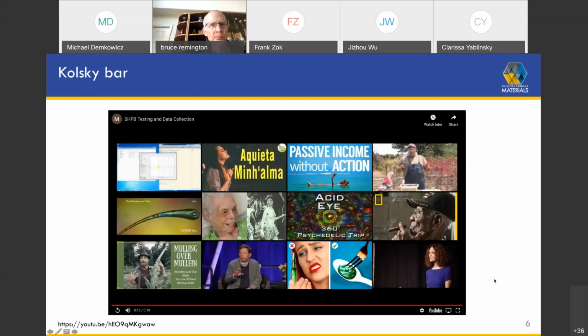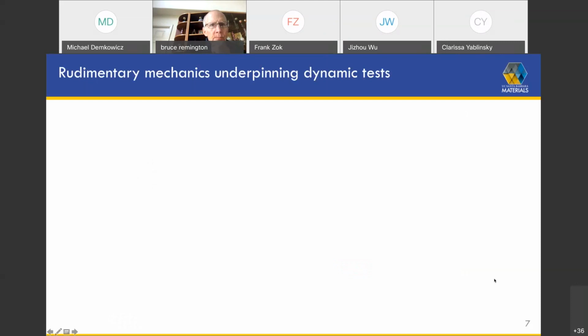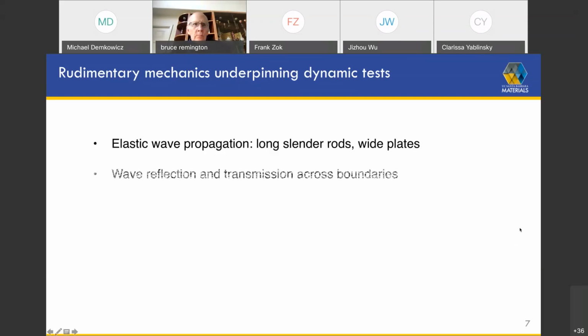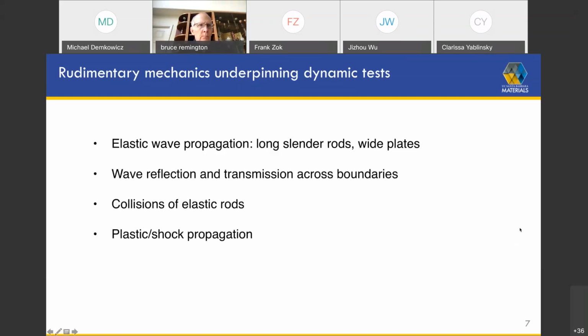Okay. All right. So this is where I think we need some of the rudimentary mechanics underpinning dynamic tests. Okay. I'll go through some of these derivations. I hope you'll follow along with them, those that haven't seen this. I think this is really quite essential in understanding where a lot of the interpretation and analysis of Kolsky bar tests come from. Okay. And there are essentially four things that one needs to think about. One of them is just elastic wave propagation in a one-dimensional sense. And we'll look at this in the context of long, slender rods and in wide plates. The first of them giving a uniaxial stress condition and the second giving uniaxial strain.